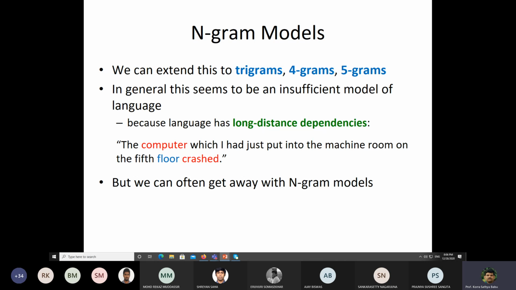It doesn't mean that there is always a dependency from the first word to the second word to the third word to the fourth word. If you use bigram, trigram, 4-gram or any other gram model, it depends upon the distance at which the word occurs, so that you can identify the dependency. Sometimes we may lose the dependency, but we can often get away with n-gram models, where n is the number of places where the dependency is found.